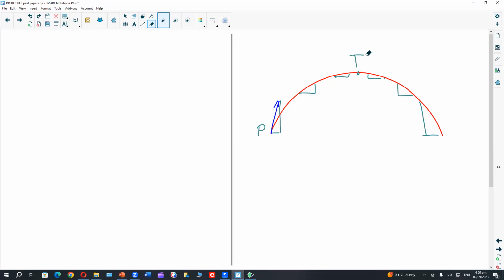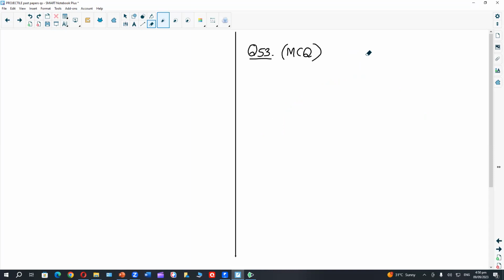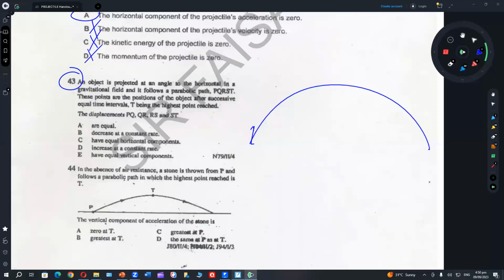Now this is the diagram. So you can see the displacement is gradually decreasing. Have equal horizontal component: this is a correct point, equal horizontal component. Increase at a constant rate is not possible. Decrease at a constant rate is also not right. It decreases, but it doesn't decrease at a constant rate. Constant rate means by the same number every time. So the answer is C.